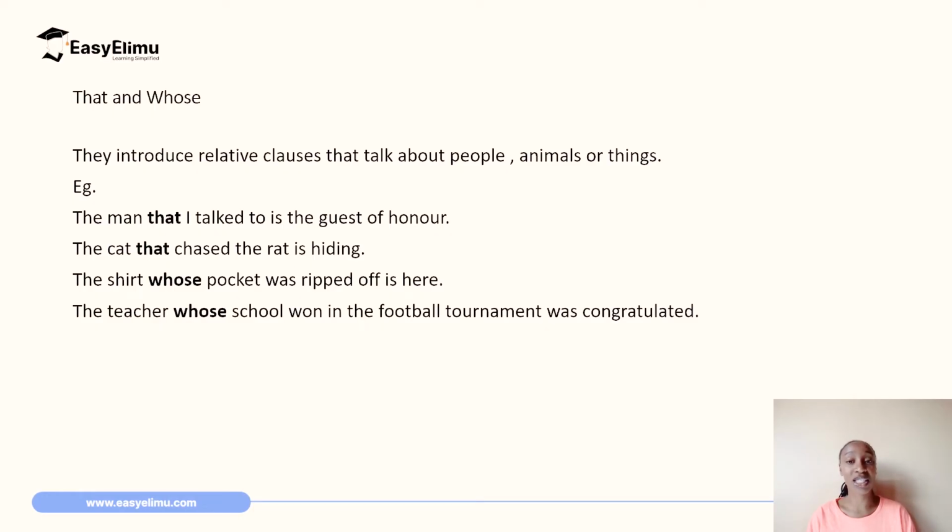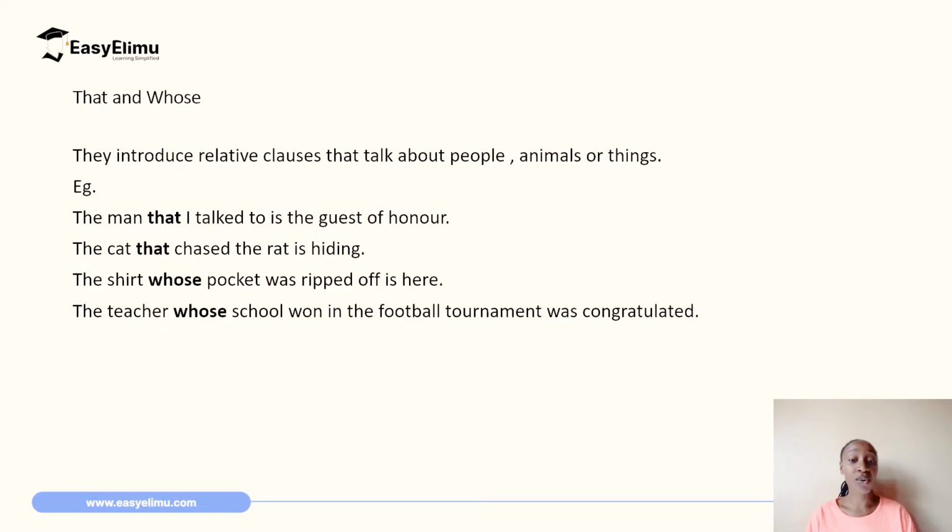about things. For example, the man that I talked to is the guest of honor. The cat that chased the rat is hiding. So in the first sentence, it has introduced a relative clause that is talking about a person. In the second sentence, that has introduced a relative clause that is talking about an animal.